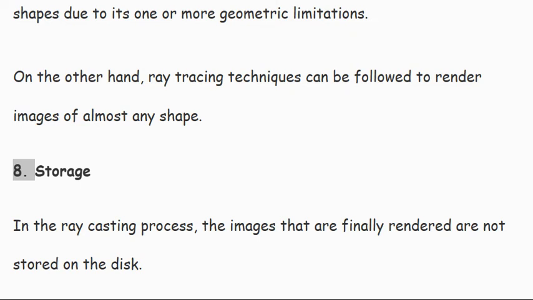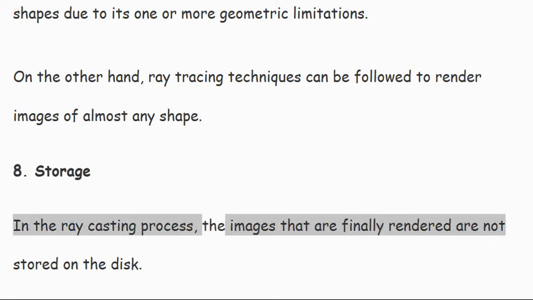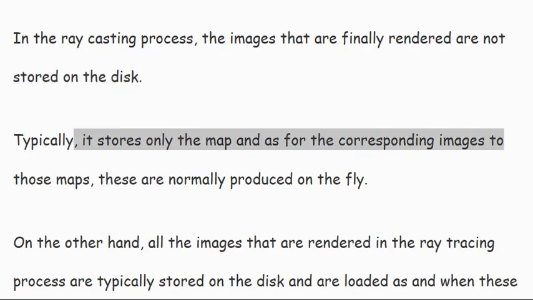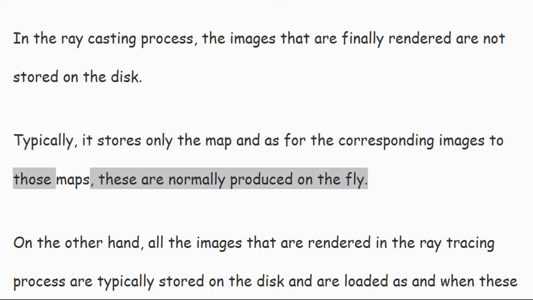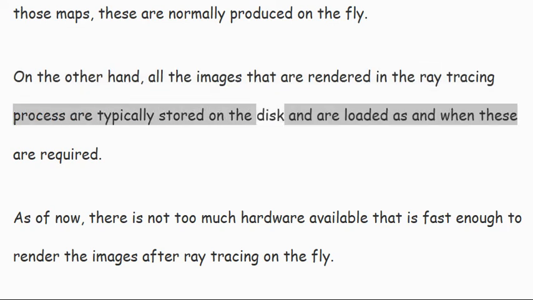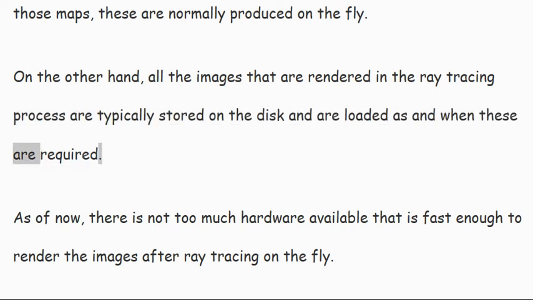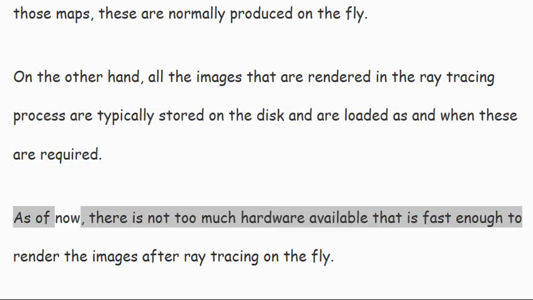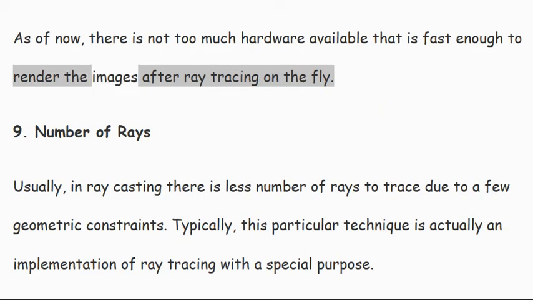8. Storage. In the raycasting process, the images that are finally rendered are not stored on the disk. Typically, it stores only the map, and as for the corresponding images to those maps, these are normally produced on the fly. On the other hand, all the images that are rendered in the ray tracing process are typically stored on the disk and are loaded as and when these are required. As of now, there is not too much hardware available that is fast enough to render the images after ray tracing on the fly.